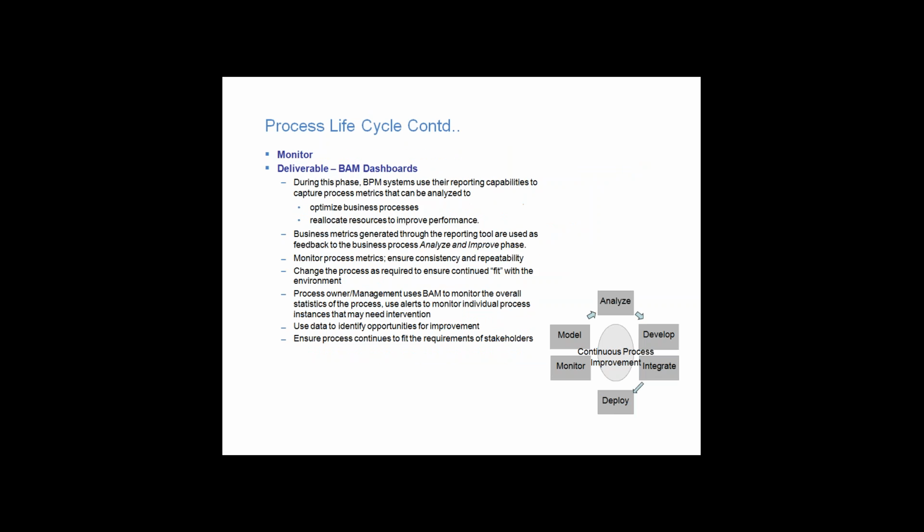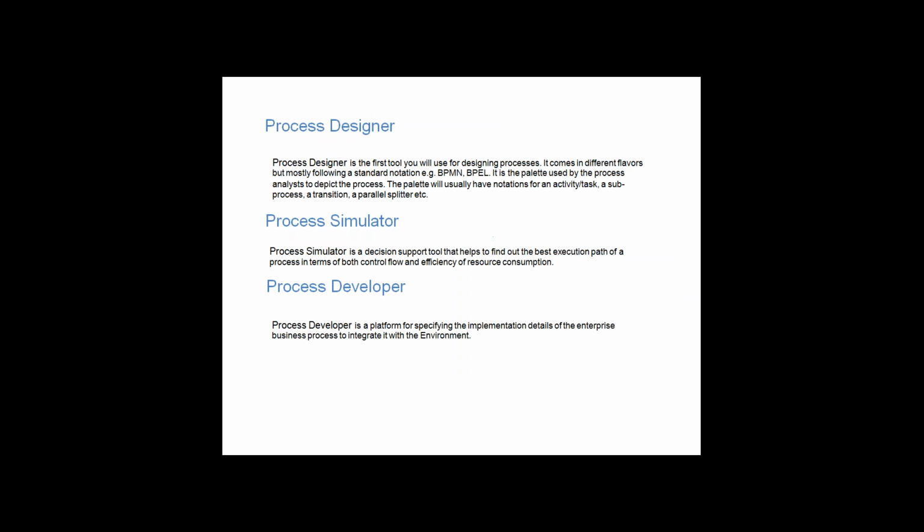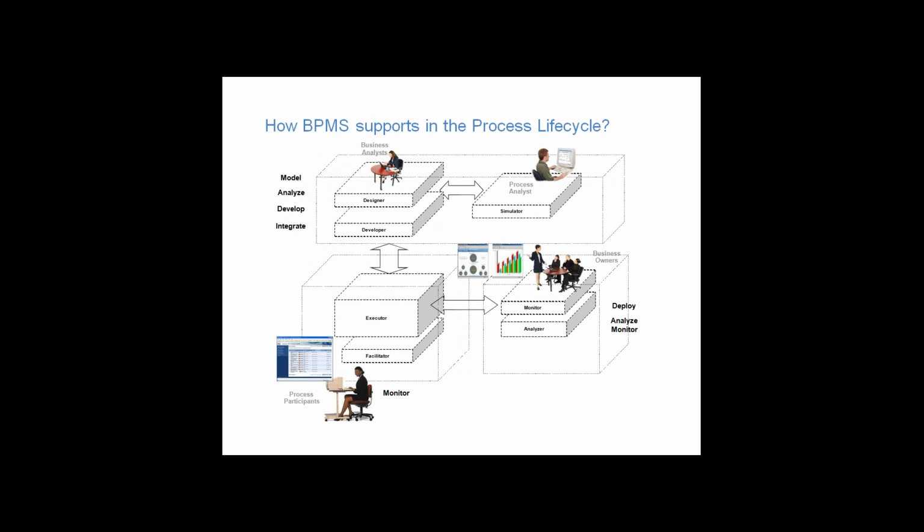So this diagram, the same diagram, I can show you here as well. She is the PA, a business analyst who is sitting with the client and trying to model the business process. He is the process analyst.